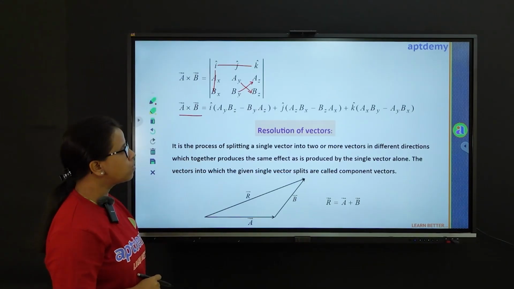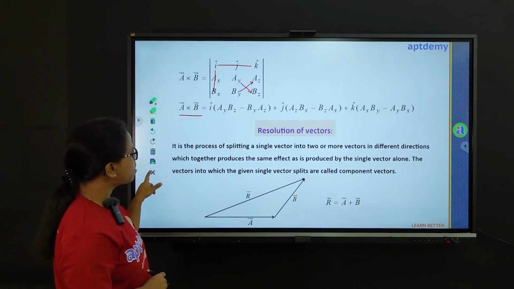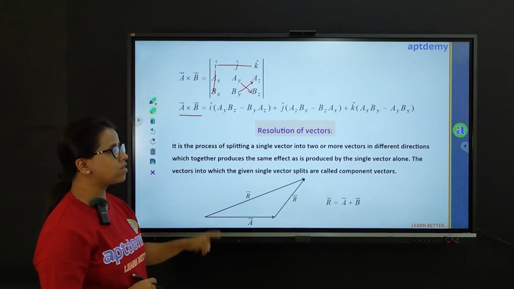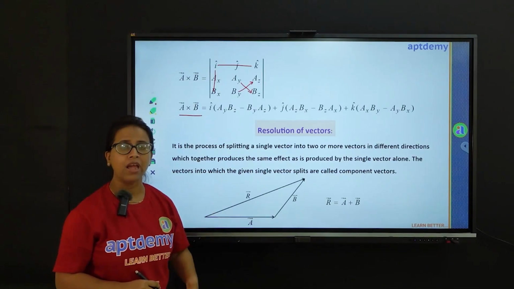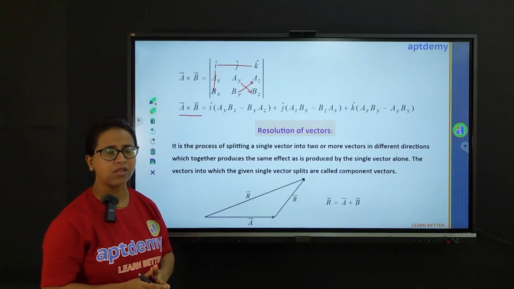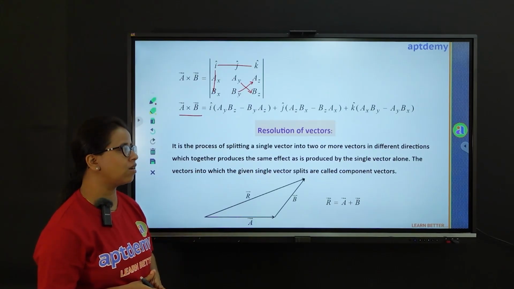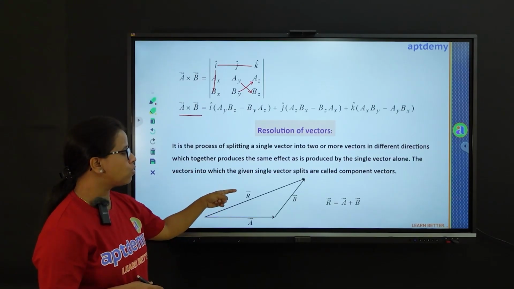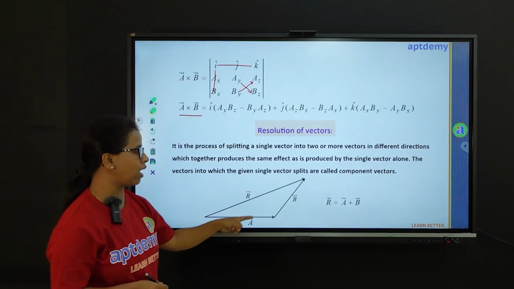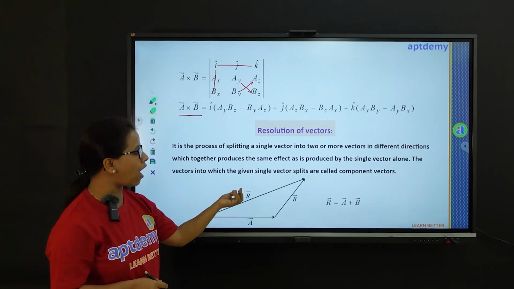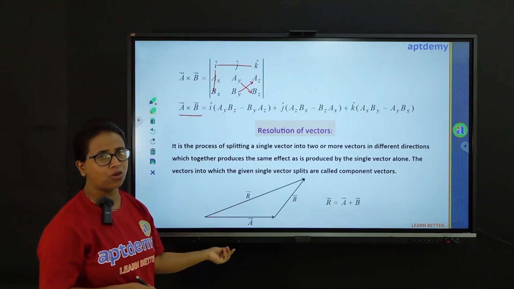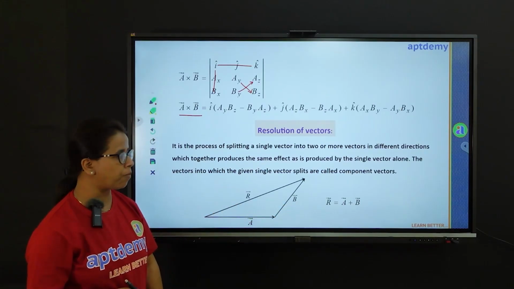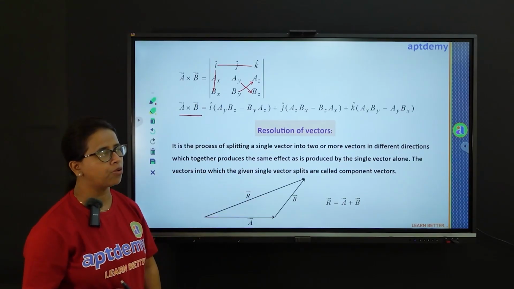Now we shall talk about resolution of vectors. So what is resolution? Just go by the name. Resolution is the process of splitting a single vector into two or more vectors in different directions, which together produce the same effect as is produced by the single vector alone. So you have vector r and you want to split this vector r into two vectors, vector a and vector b, such that the effect that r had produced will be equal to the effects produced by vector a and vector b together. These two vectors into which r got split up are called the component vectors.